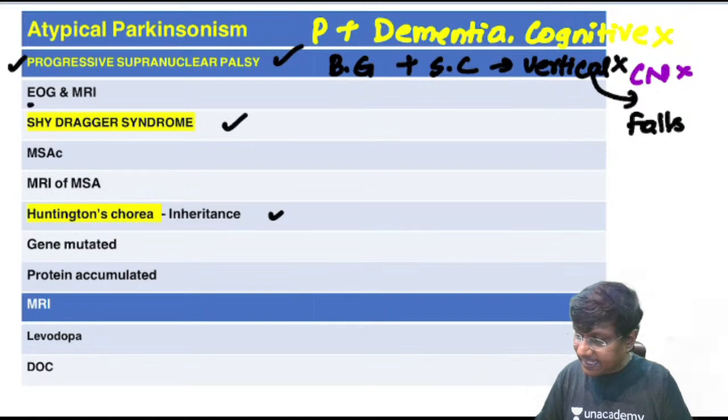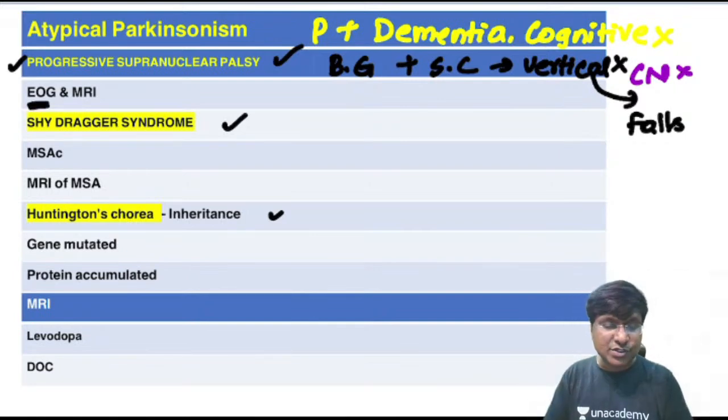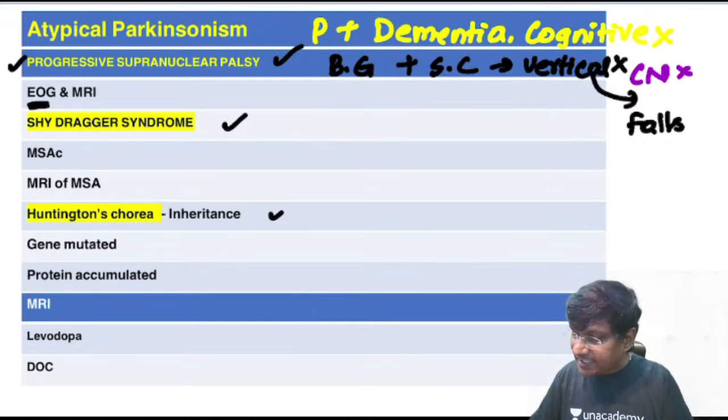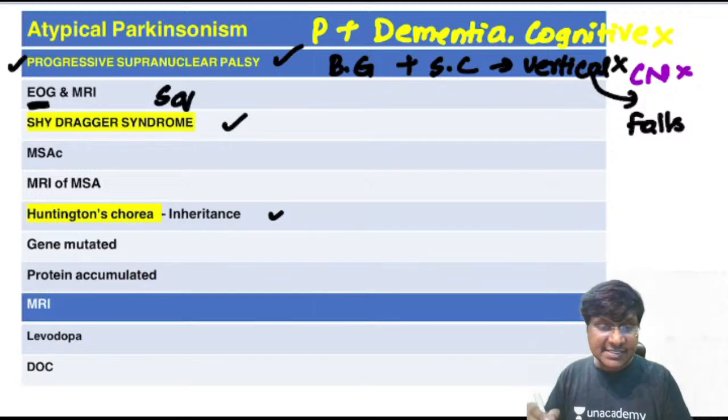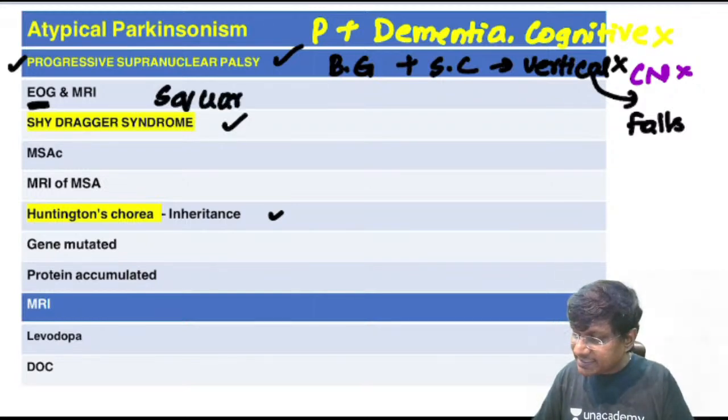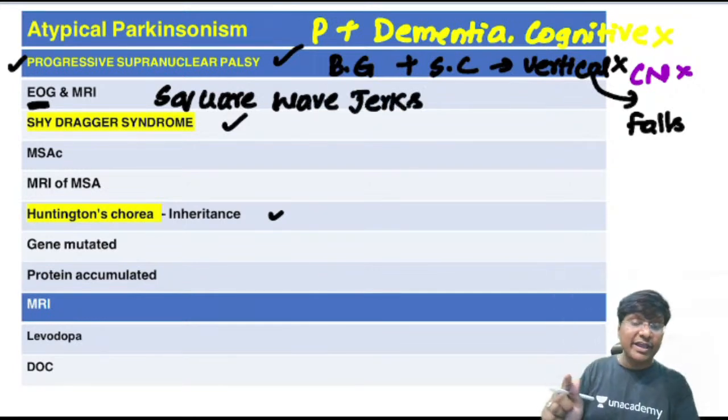Okay. Now, electrooculogram is very important in case of progressive supranuclear palsy. What does the electrooculogram show? They will have the presence of square wave jerks.